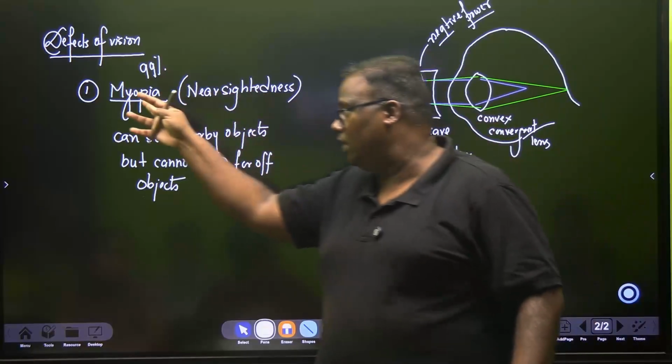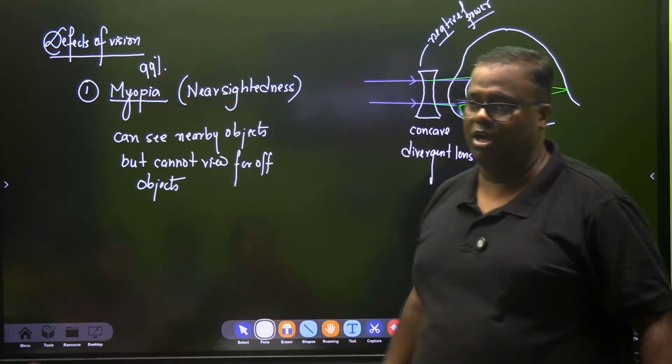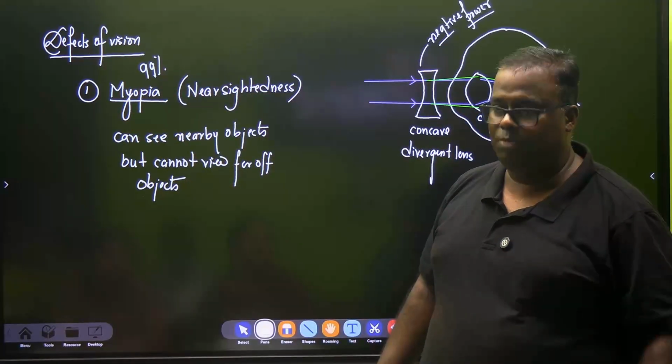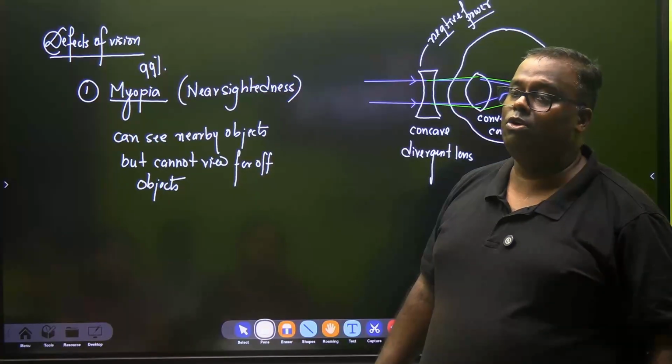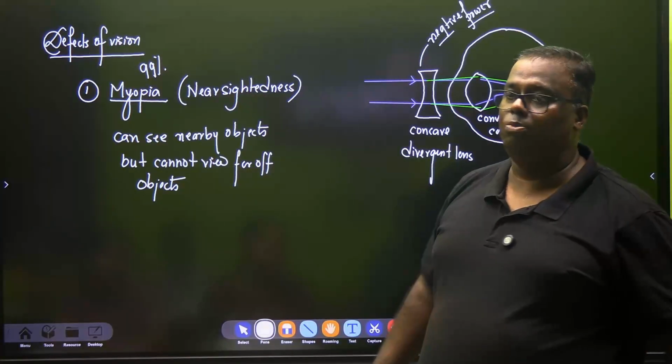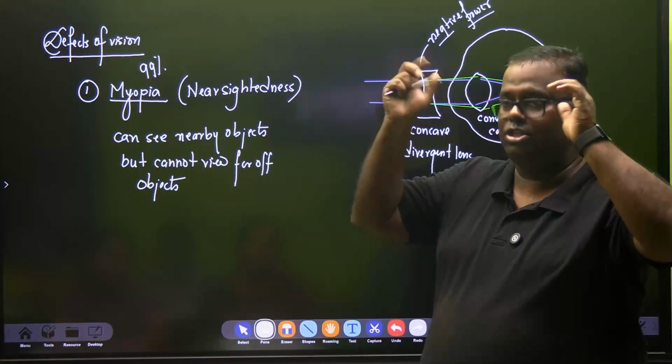At this age you cannot have anything other than myopia. However, if you have plus power, that means you are not myopic. You are hypermetropic. So we'll discuss that.